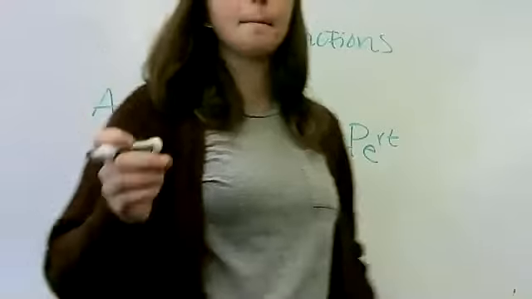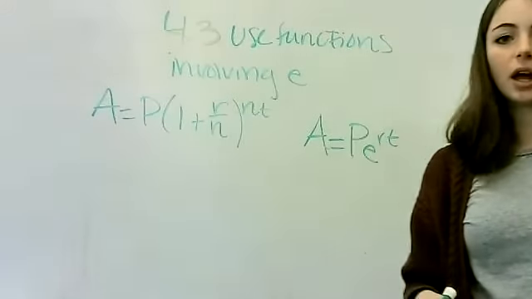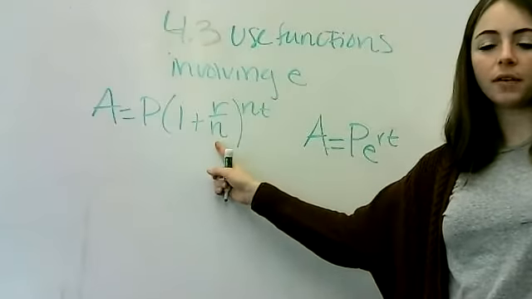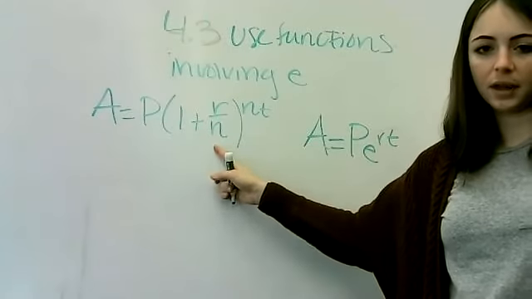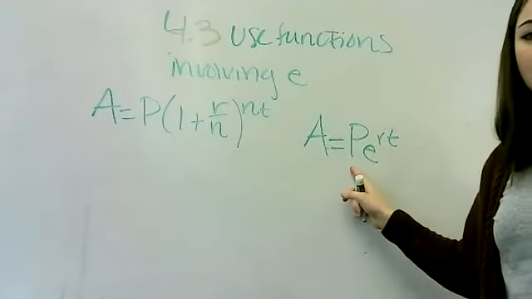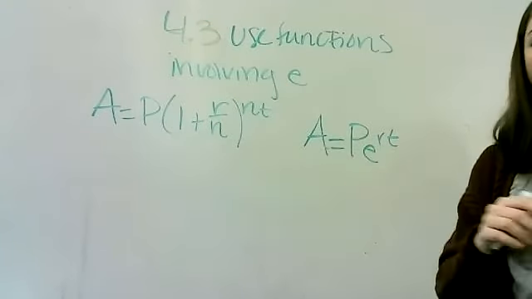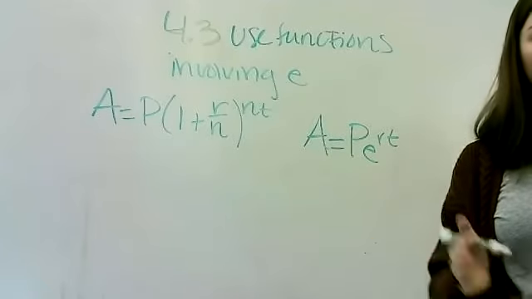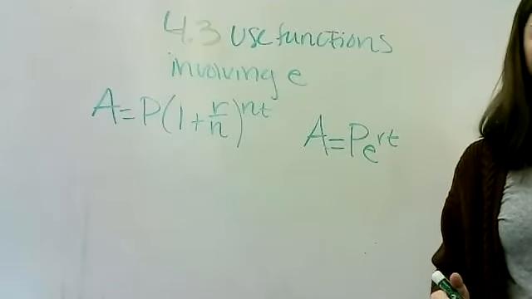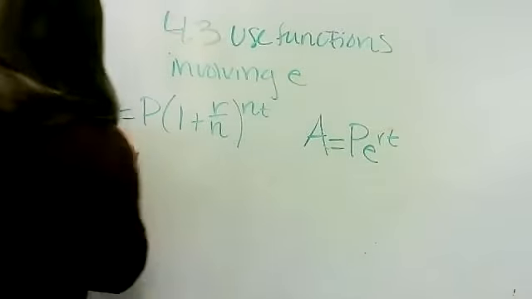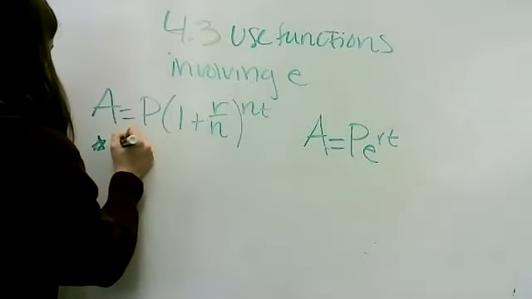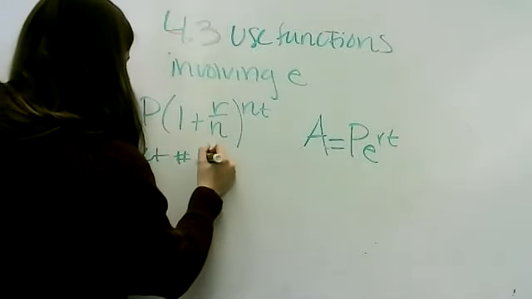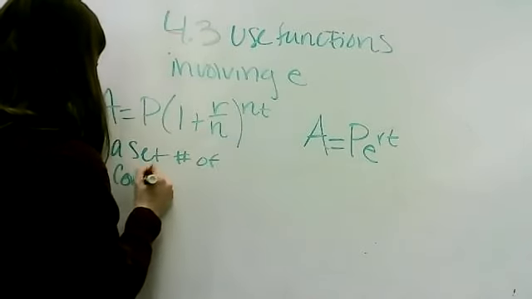So what does that mean for this function? If we're not calculating the number of compoundings per year, in this function, what that means is that there's no specific amount. Okay, so you're going to be wondering what the difference is between these very soon. The difference is this is for a set number of compoundings.